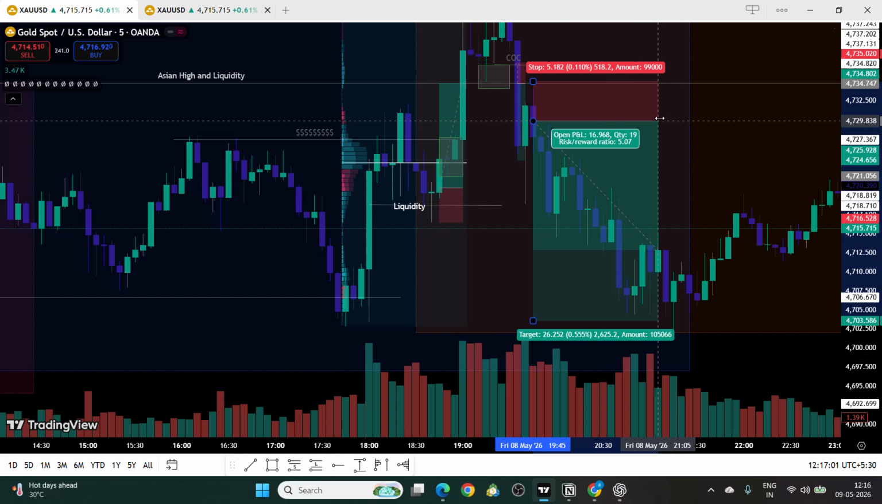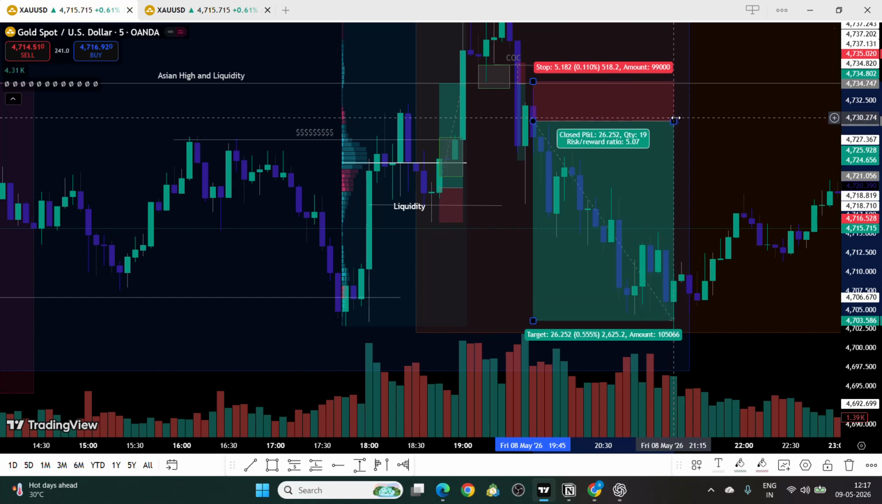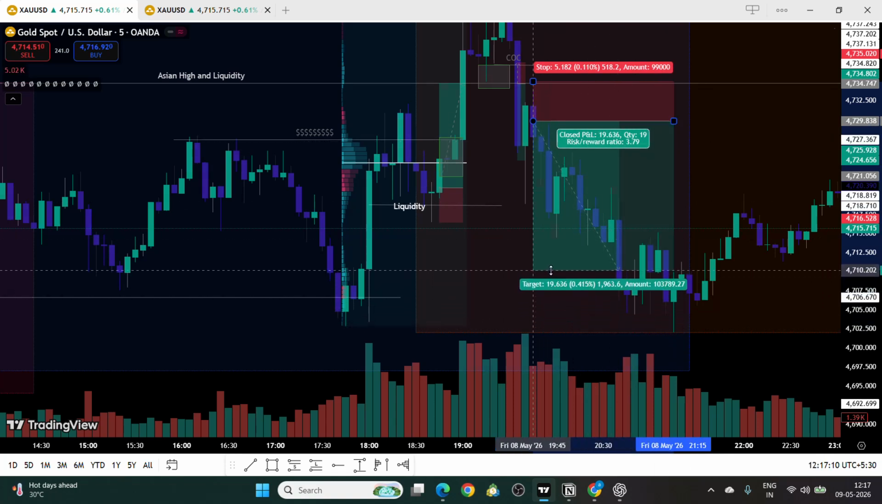It reached up to here, and it has a 1 is to 5 ratio. If you want to be more conservative, you can have up to here only, which gives approximately a 1.38 risk reward ratio.